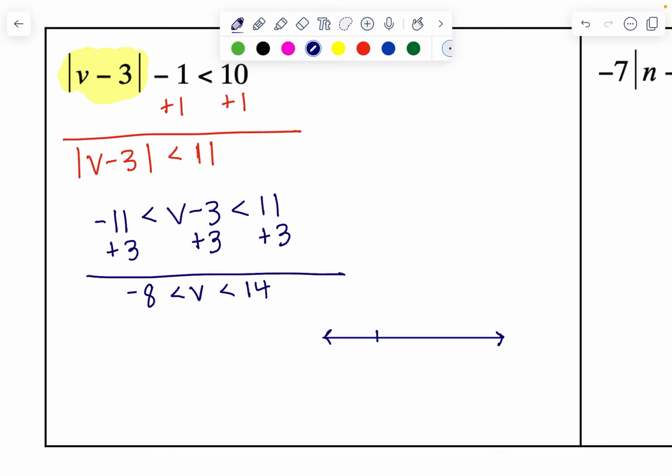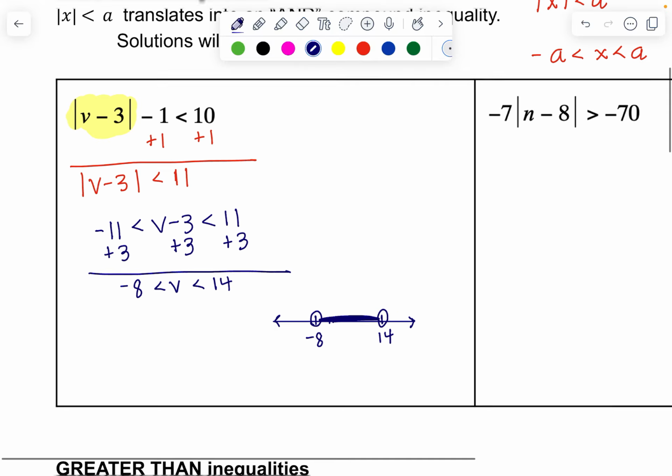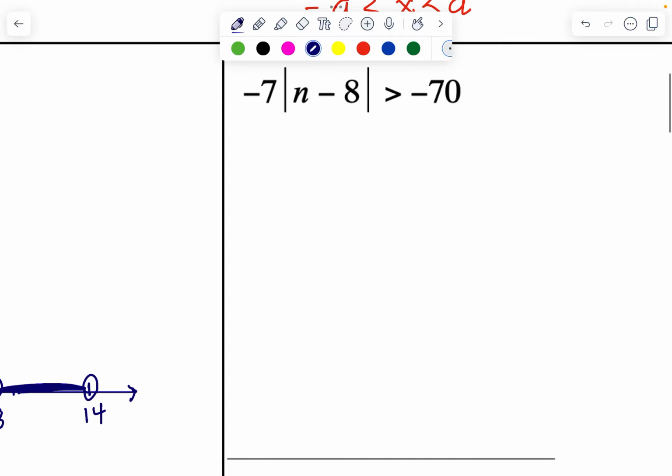So when we graph these, we have a negative 8 and a positive 14. They're both open circles. And because it's an and, we just shade in between those two. So anything from negative 8 to positive 14 makes this inequality true. Let's look at another one.